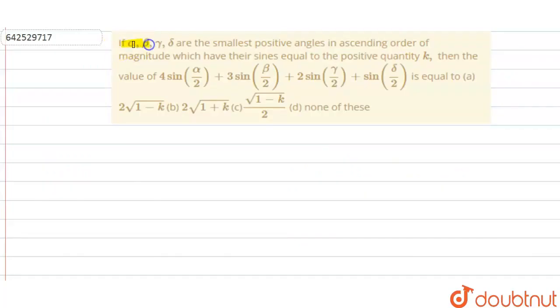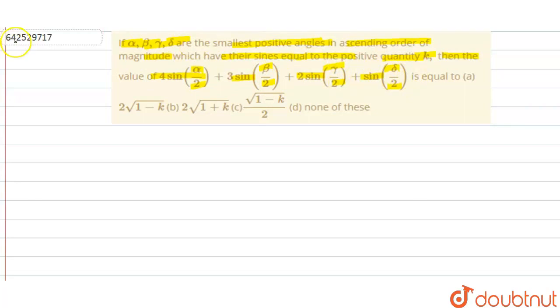In this question, it is given that if alpha, beta, gamma and delta are the smallest positive angles in ascending order of magnitude, which have their sines equal to the positive quantity k, then we need to find the value of 4 sin alpha by 2 plus 3 sin beta by 2 plus 2 sin gamma by 2 plus sin delta by 2. That we need to find the value.